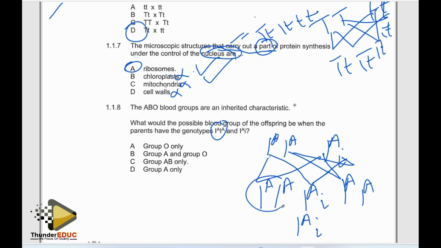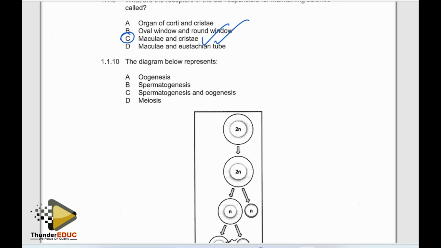Question 9. What are the receptors in the ear responsible for maintaining balance called? How do you call that? It's the cristae and the maculae. If you follow the Saidi's model of balance, I think you get it right. Yes, so it's the cristae and the maculae. So that is the most correct answer.